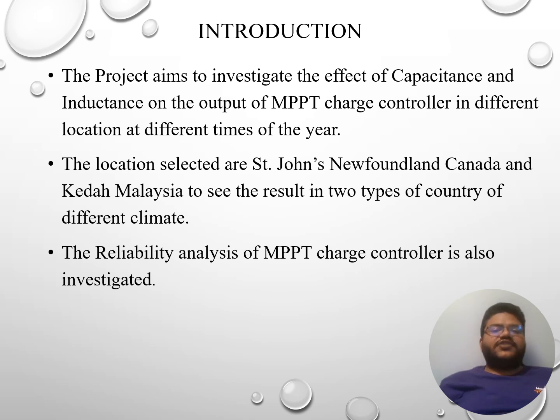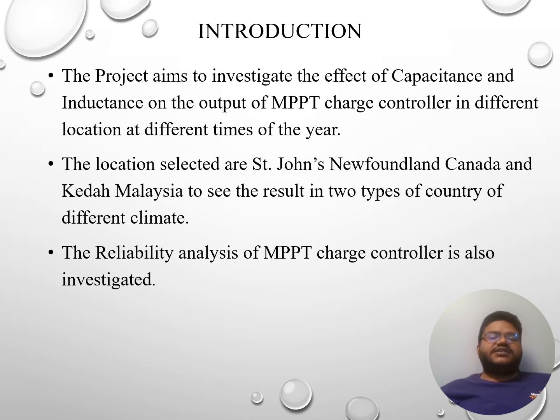So these two countries have two different types of seasons. Malaysia is a tropical country, whereas Canada, compared to Malaysia, is a non-tropical country. So we wanted to investigate the effects that capacitance and inductance have on the output of the MPPT charge controller if we vary the inductance and capacitance on a particular irradiation in both winter and summer. So we investigated the winter season and summer season in St. John's as well as in Malaysia by varying the inductance and capacitance, and we checked the output level.